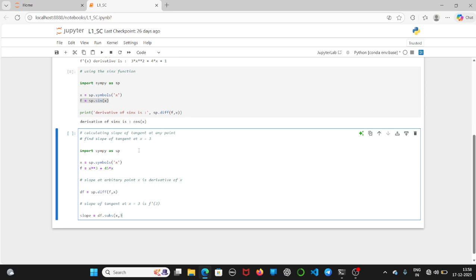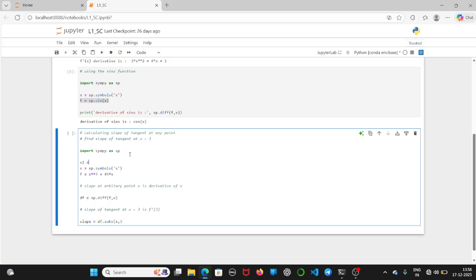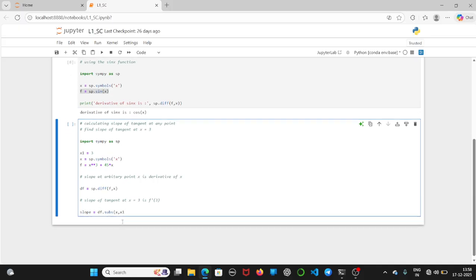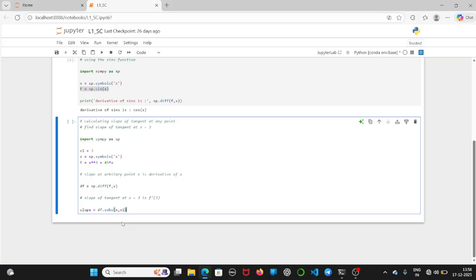Now let's say x1 is the point at which we want to find the slope of the tangent. So I can write here x1. What it means is that slope is equal to df, substituting x1 in df. I am substituting x1 instead of x in this function, right? So what I am doing is substituting x1 in the derivative of this function, so it is going to give me the slope of the tangent at point x1, right?